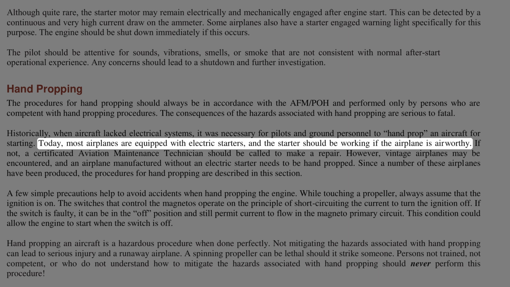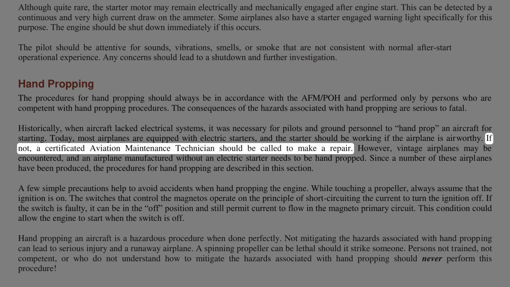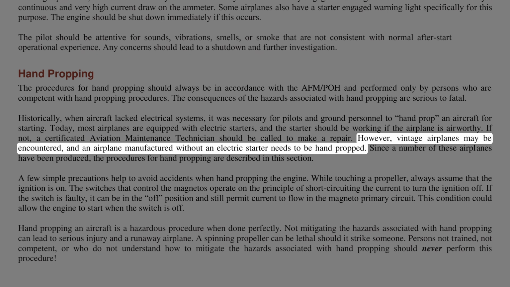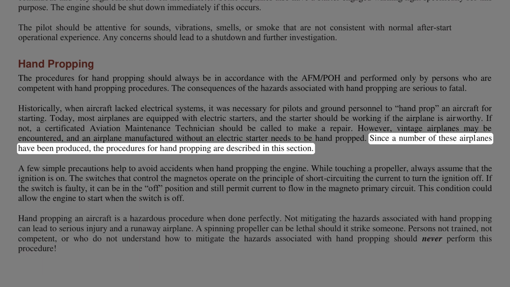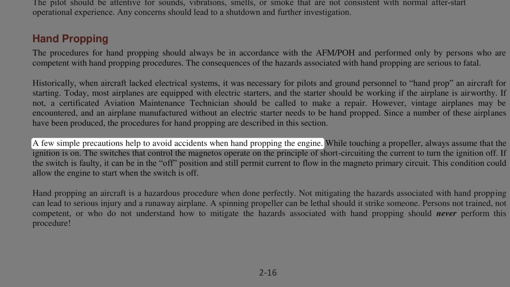most airplanes are equipped with electric starters, and the starter should be working if the airplane is airworthy. If not, a certificated aviation maintenance technician should be called to make a repair. However, vintage airplanes may be encountered, and an airplane manufactured without an electric starter needs to be hand-propped. Since a number of these airplanes have been produced, the procedures for hand-propping are described in this section. A few simple precautions help to avoid accidents when hand-propping the engine.